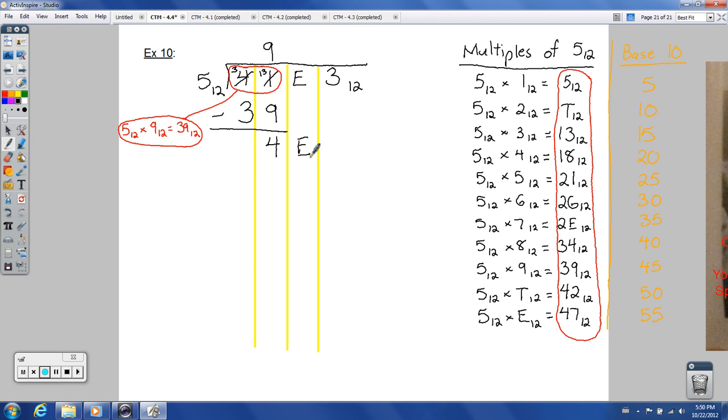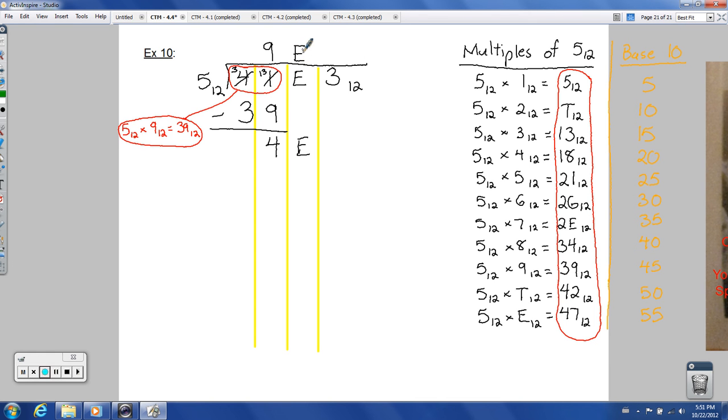Carry down my E. The E is standing for the 11, but I look here, look at my list, 4E, what's the biggest one that goes into there? Well, I can go all the way up to here. 4E is basically the last one I would have before this would change and become another digit over here. So 4E I can divide by, or I have 5 times E, 5 to the base 12.